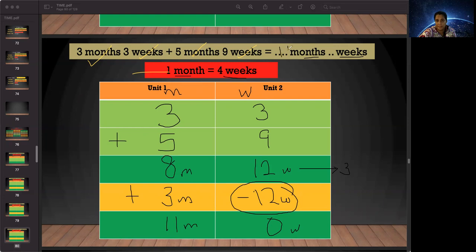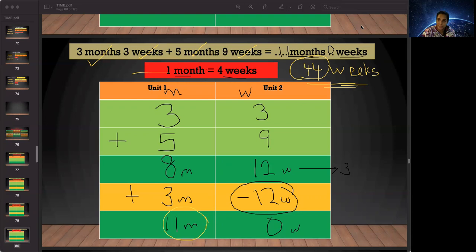So 11 months, and if at all your question has a week section there, then you'll have to put in the digit 0, or else your answer will just be 11 months. All right. Or what if the question had asked how many weeks? Just answer in weeks. So in that case, you know 11 months. You take 11 times 4, and you'll have 44 weeks. That would be your answer if they asked you just to answer in weeks.